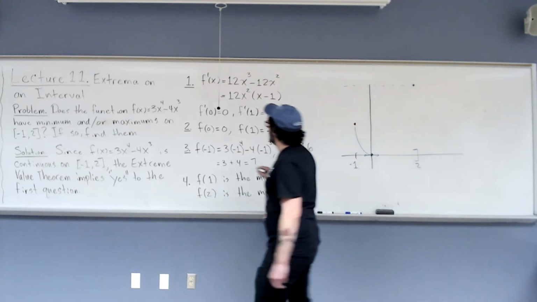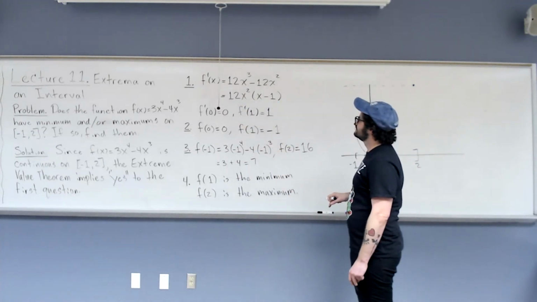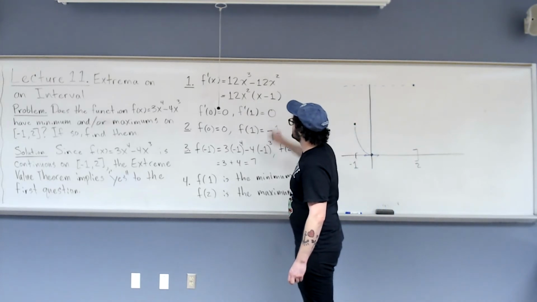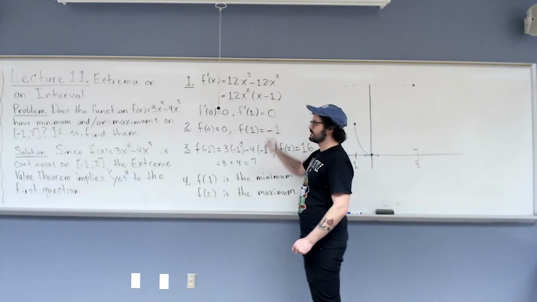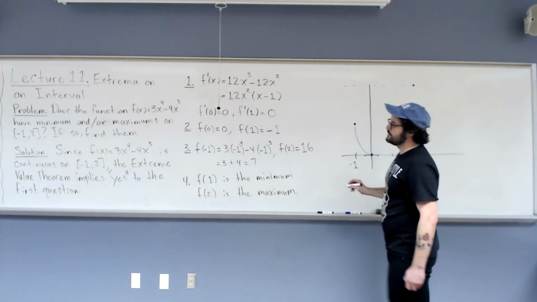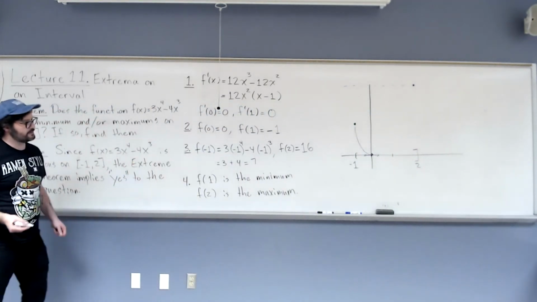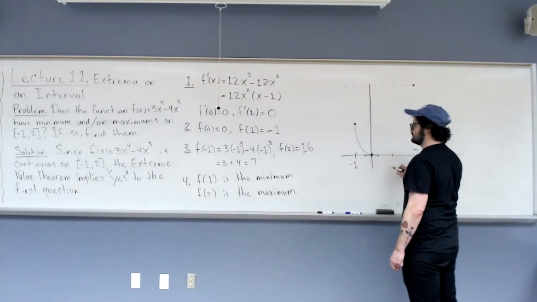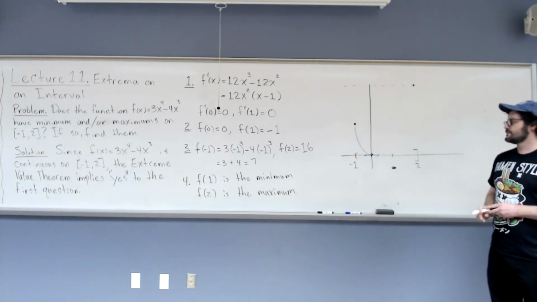Now, what's the other point? 1. Which is -1. Why did I write that? That should be here. Right? Yeah, like the derivative at 1 is 0. Sorry about that. So at 1, so what's the value here? -1. So it's like down, right?